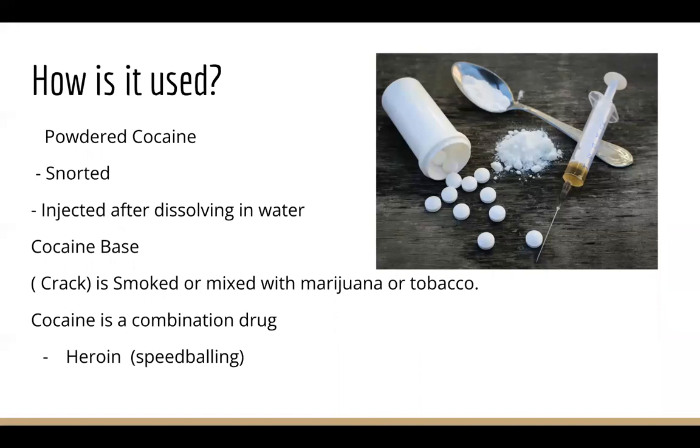So how is it used? Powdered cocaine is either snorted or injected after being dissolved in water, and the cocaine base, also known as crack, is smoked or mixed with, say, marijuana or tobacco. So cocaine is an example of a combination drug. Combining cocaine and heroin, for example, is called speedballing.